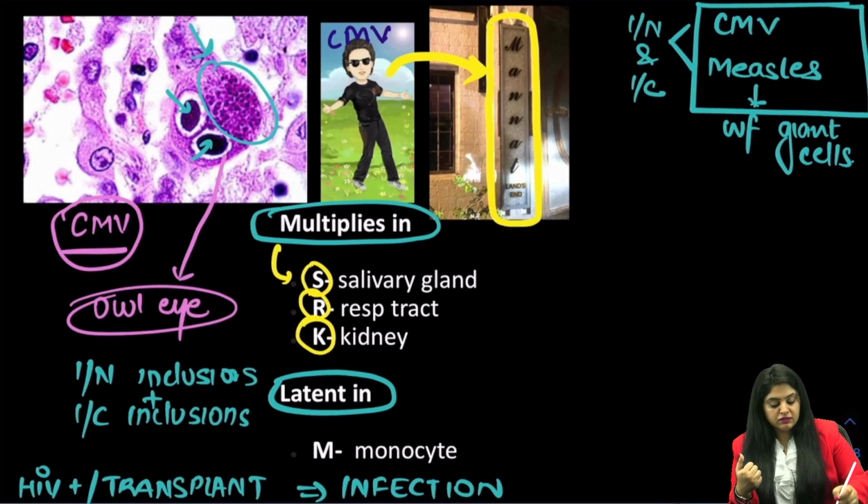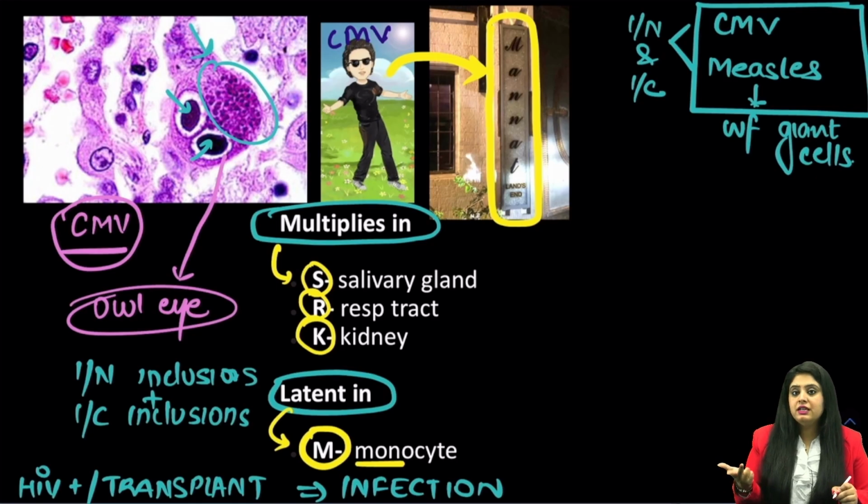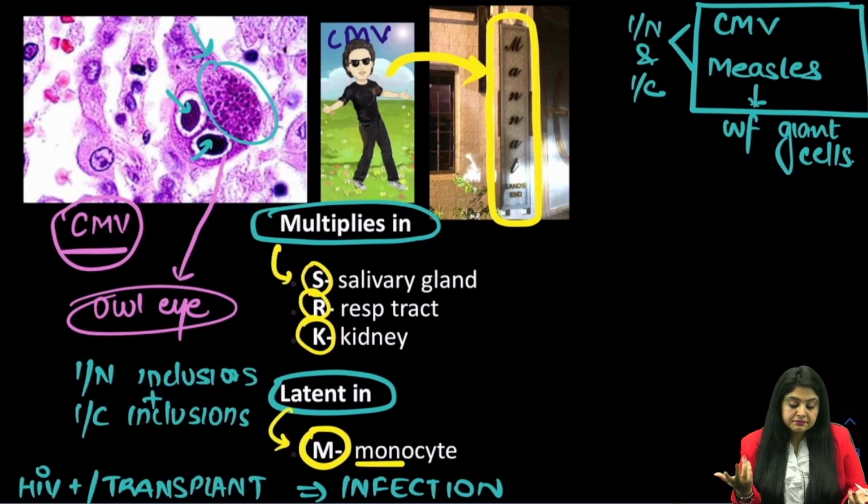To his house, Mannat. So what do I say? Where does SRK become latent? Where does it sleep? In Mannat. Mannat means monocyte. So SRK is salivary, respiratory, kidney. That is when he's working. But when he has to sleep, he goes to Mannat, and that Mannat is a monocyte, and that is how you're going to learn this.